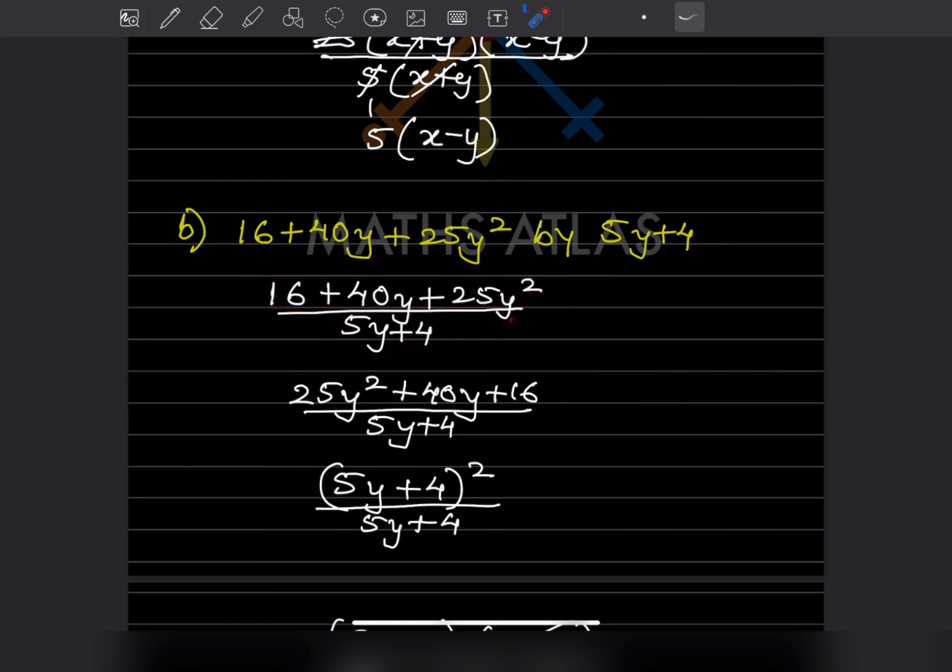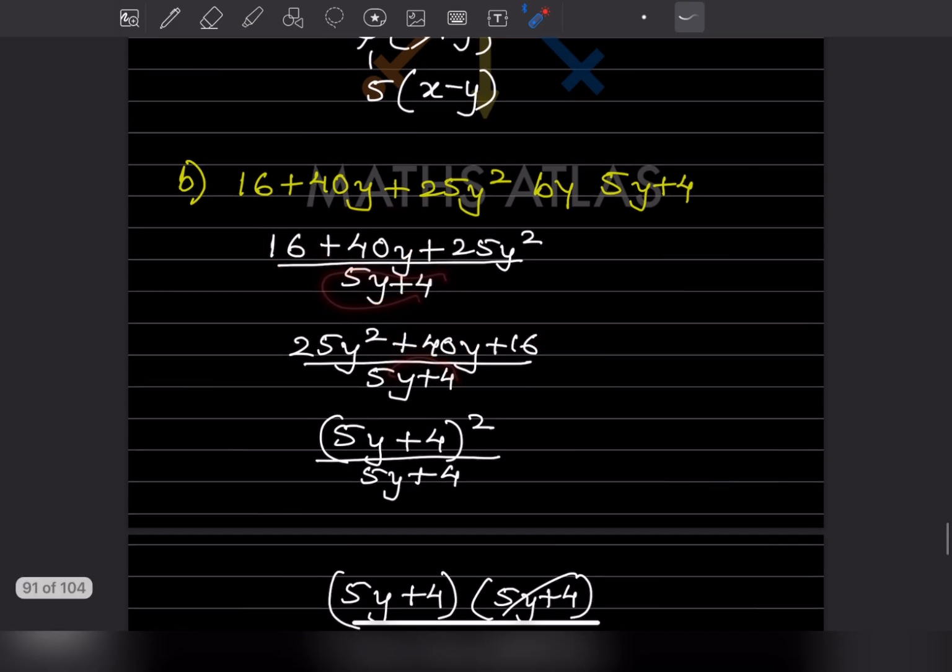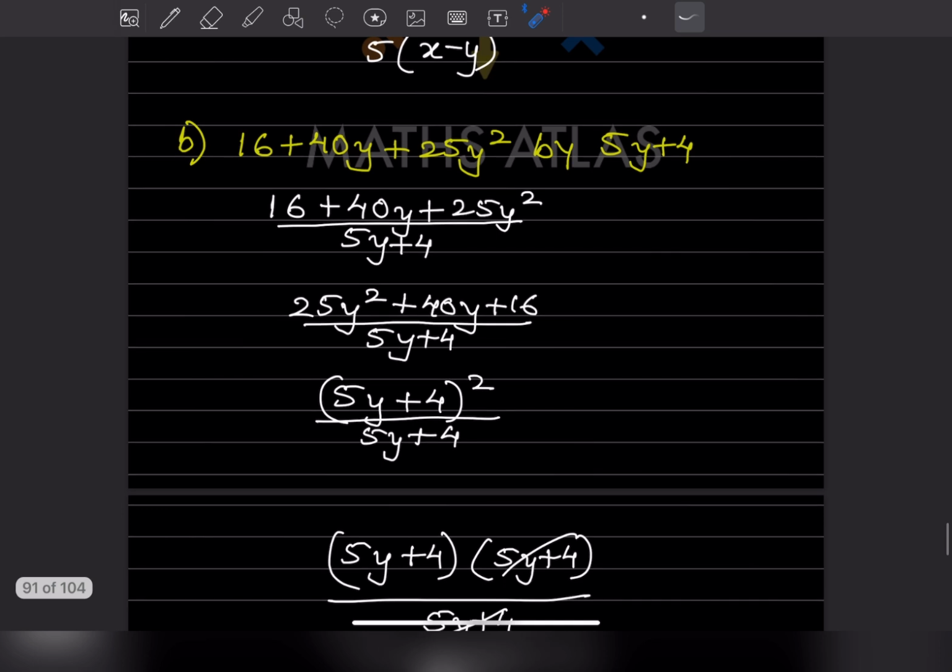So what we can see, this is in the form of ax square plus bx plus c, where c means the constant without a variable. So we can first rearrange this expression. We can write here 25y square plus 40y plus 16 and the denominator the same. Now we can see this also is a perfect square, as well as this. So 25y square is 5y whole square, and this will be plus 4, since 4 fours are 16. So this is in the form of a plus b whole bracket square.